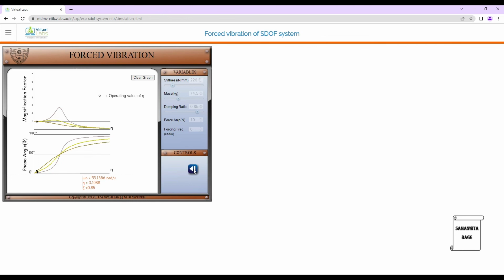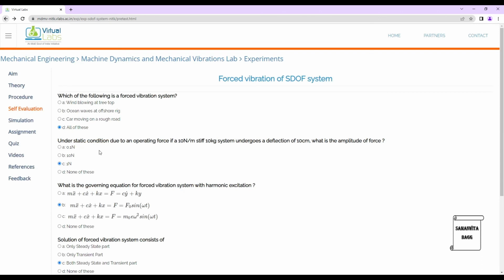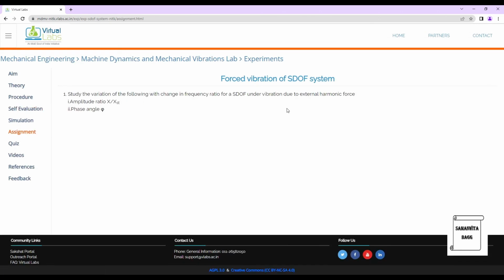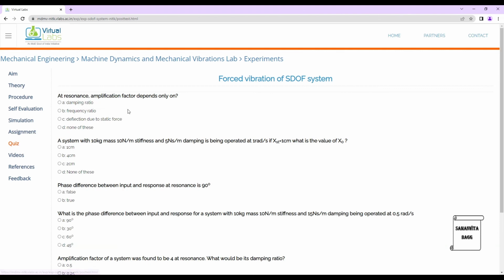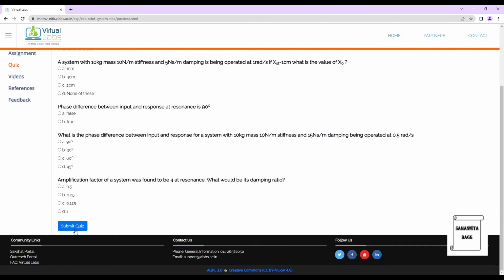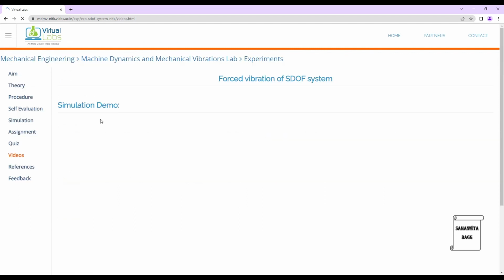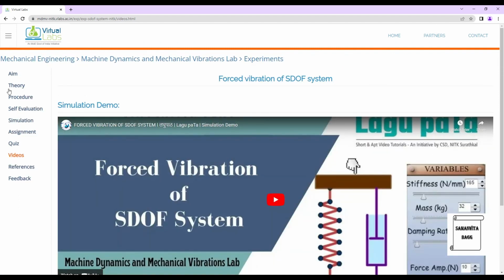Once you are done with this, you can again clear the graph and go for another set of readings, a fresh set of readings. Apart from this, you have an assignment question given to you. You can just go through this and try solving it. There is another quiz given here. Try solving that, and the answers can be easily checked as I told you. This is the demo for how to conduct the simulation.